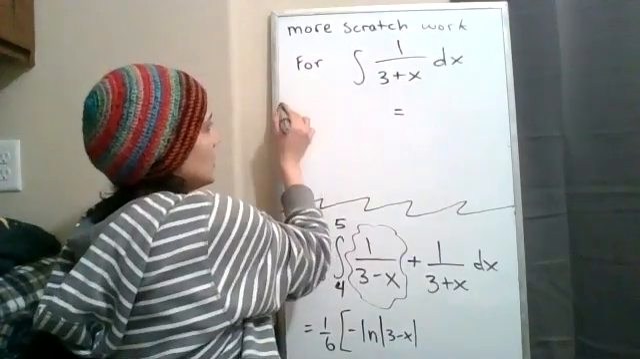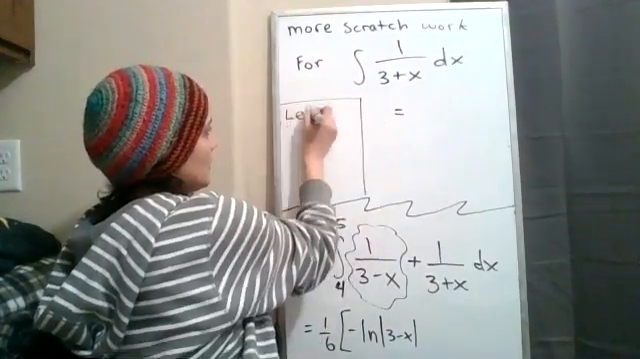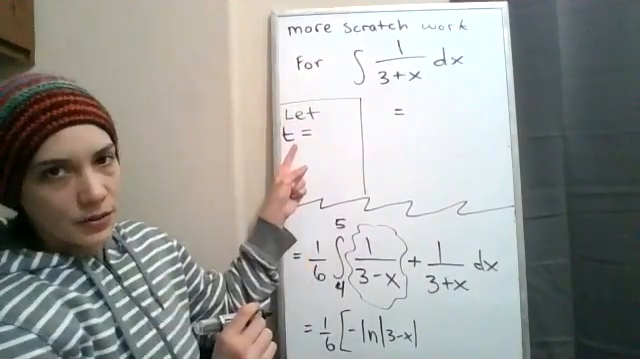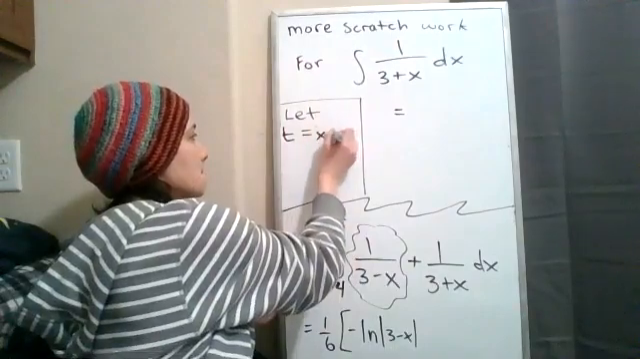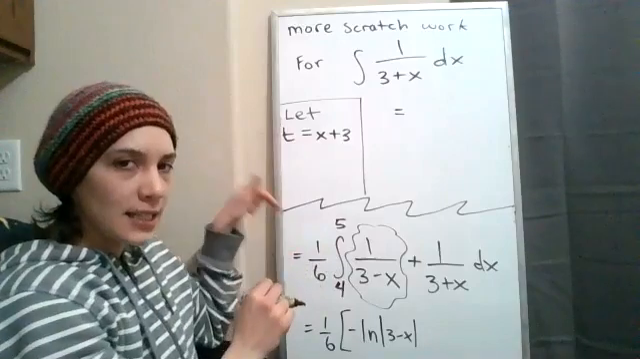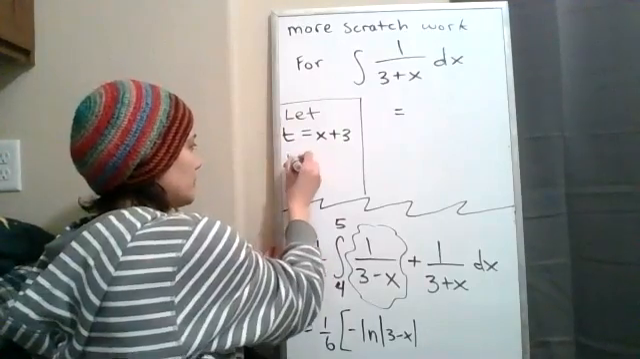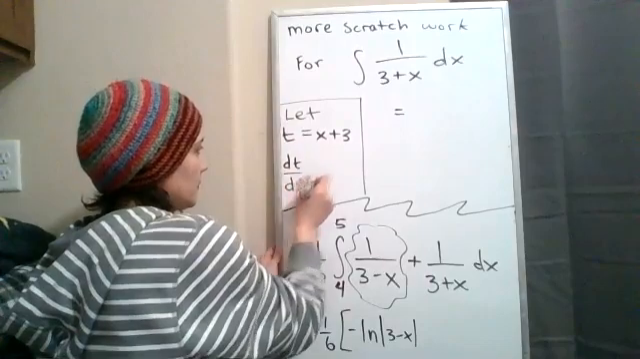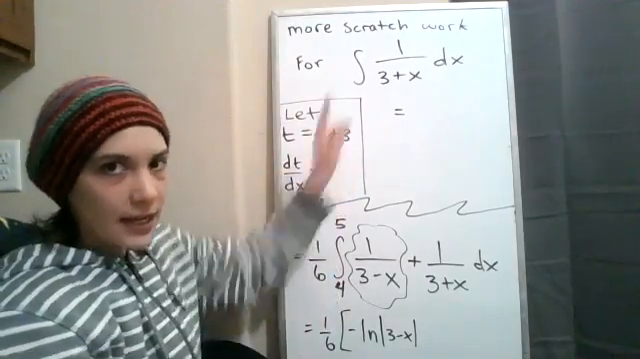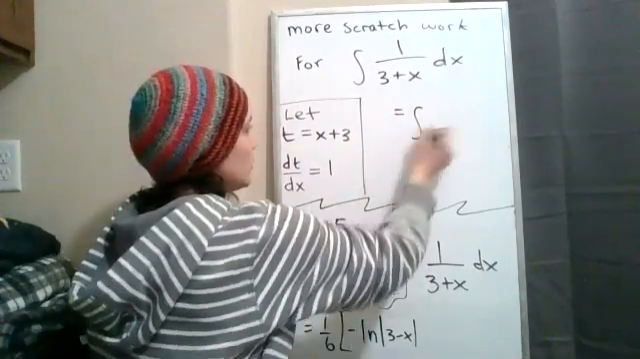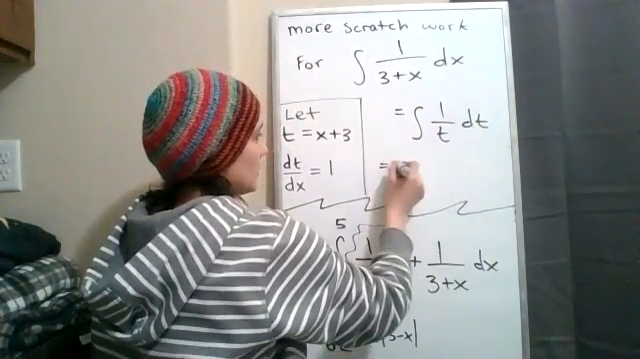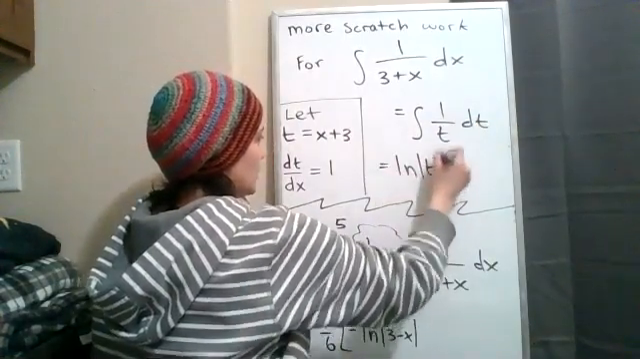Let t equal x plus 3. Do the derivative, get dt dx equal to 1. So dt is equal to dx. And this is the integral of 1 over t dt. Ln absolute value t.